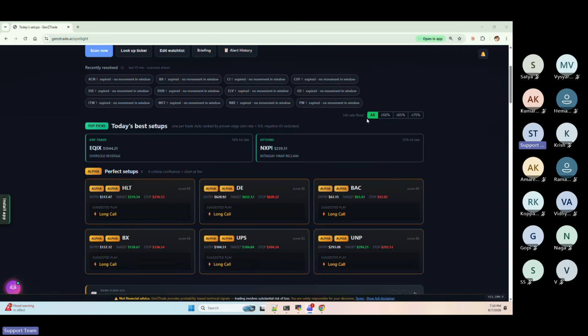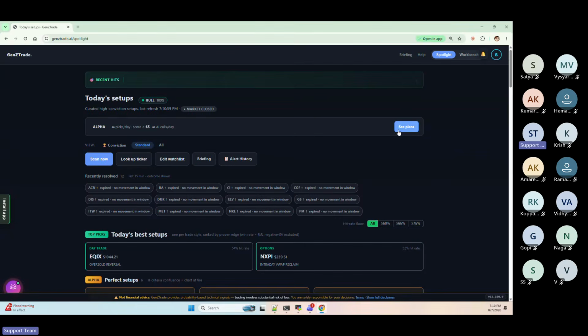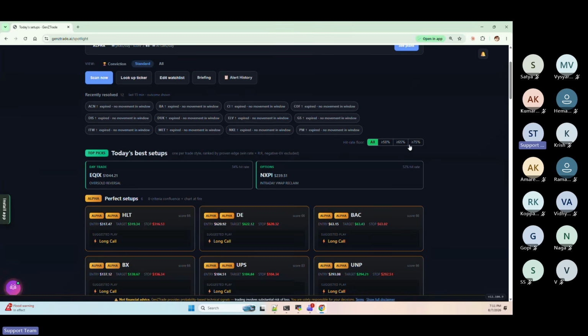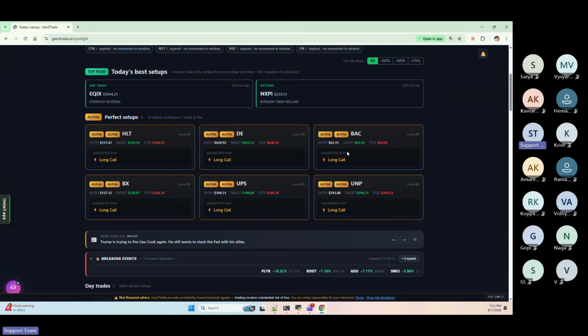There is something called hit rate floor, right? If you put 65%, 75%, it filters all the alerts that come with the scoring. So if you want to filter a specific way that you like, you can have the filter. And the system fires around 200 alerts. The reason the system fires 200 alerts is because I'm not manually scanning a ticker.